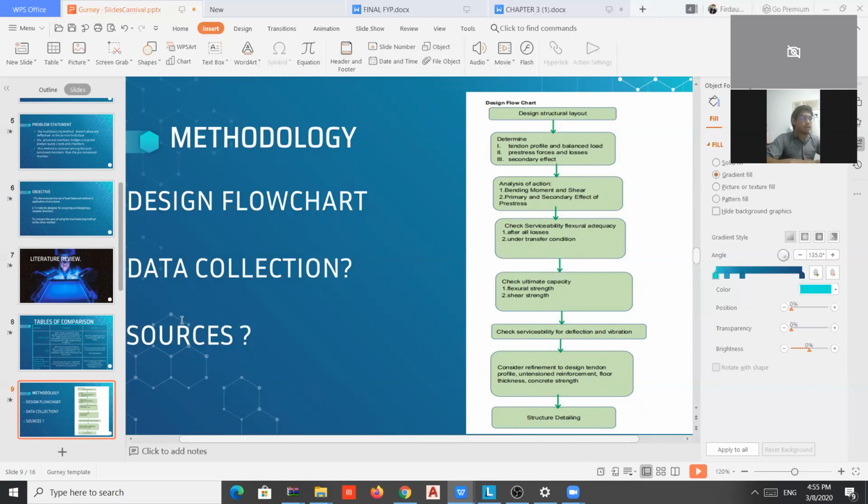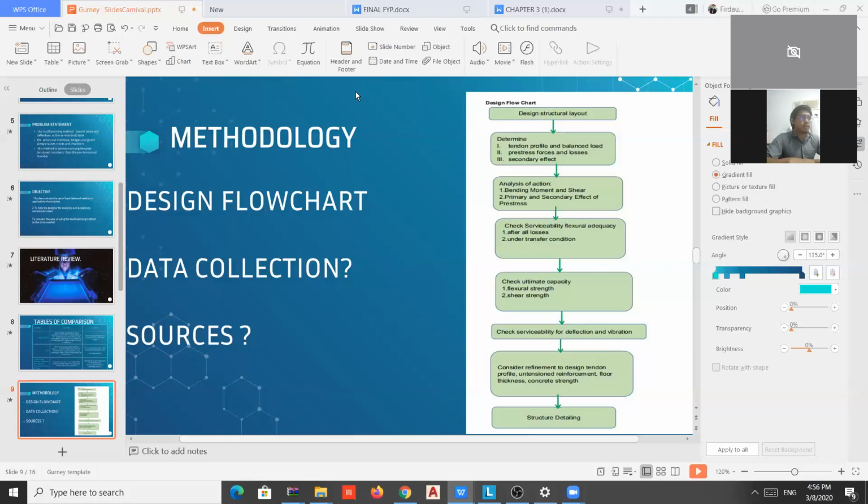The data collection sources I get is three. There are three guidelines, which are the Eurocode number 2, the TR number 43, which is the Technical Report number 43, and then the British Standard Eurocode. So we start with the design flowchart. The first thing is we design the structure layout.